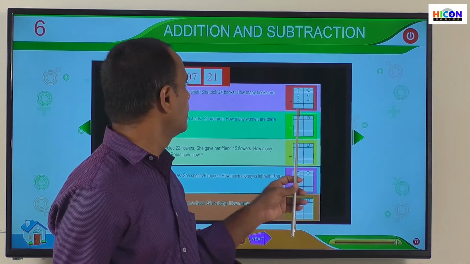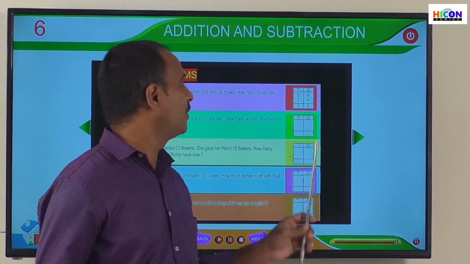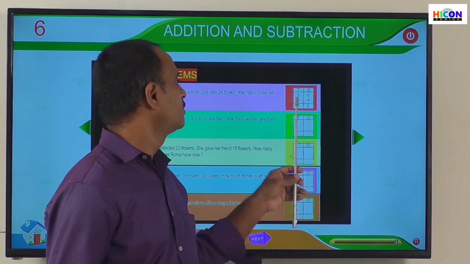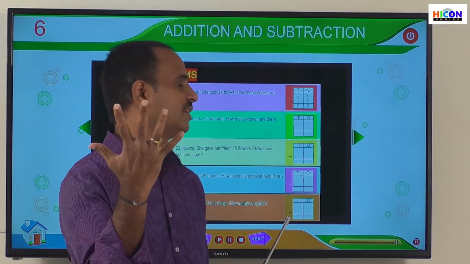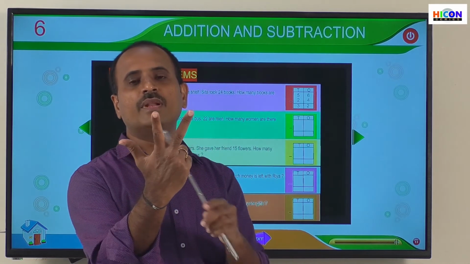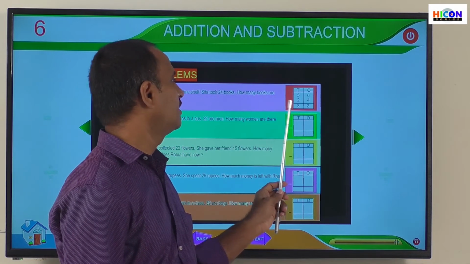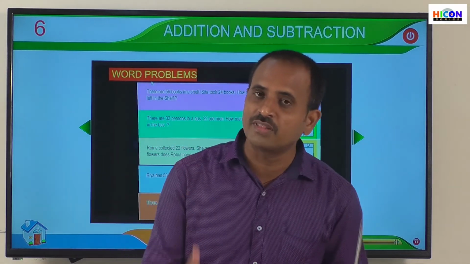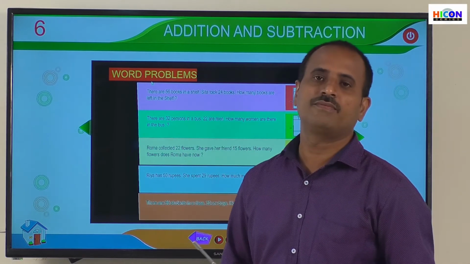Now go to 10's place. What are the digits here? 5 and 2. That means open 5 fingers, close 2 fingers, and the remaining fingers will be the answer. Open 5 fingers, 1, 2, 3, 4, 5. And close 2 fingers, 1, 2. How many fingers are remaining? 1, 2 and 3. So write 3 under 10's place. So the answer is 32. That means how many books are left in the shelf? There are total 32 books left in the shelf.